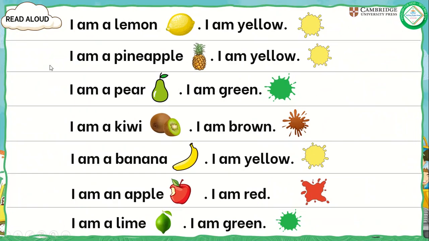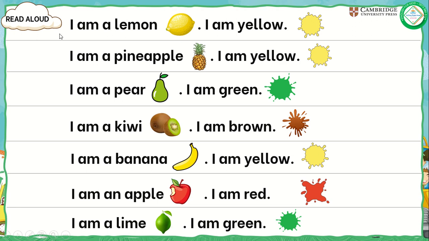Now, we are going to read aloud. I am a lemon. I am yellow. I am a pineapple. I am yellow. I am a pear. I am green. I am a kiwi. I am brown. I am a banana. I am yellow. I am an apple. I am red. I am a lime. I am green.